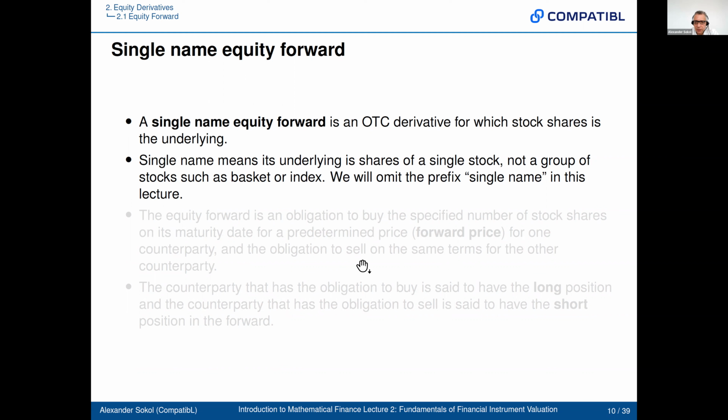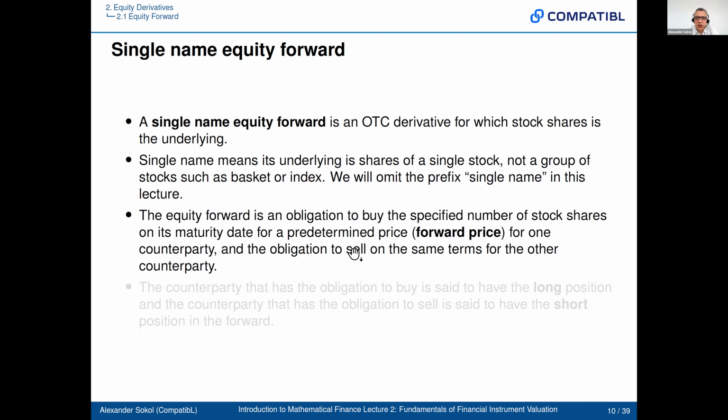So now, back to equity forward, right? Single name means the underlying is a single stock, and an equity forward is an obligation to buy a specific number of stock shares on its maturity date of the forward, right? So a stock does not have a maturity date. We hope if you buy a stock that it will last forever, or at least long enough, but a forward does, right? So a forward has a maturity date. So an equity forward is an obligation to buy a specified number of stock shares on the maturity date at a predetermined price for one counterparty, and the obligation to sell it on the same terms for the other counterparty, right?